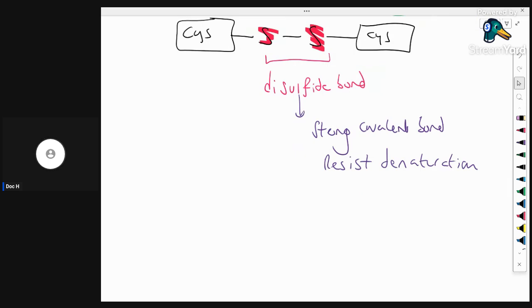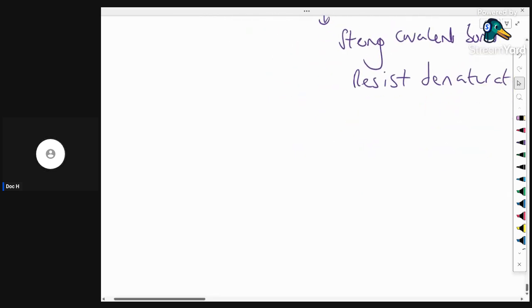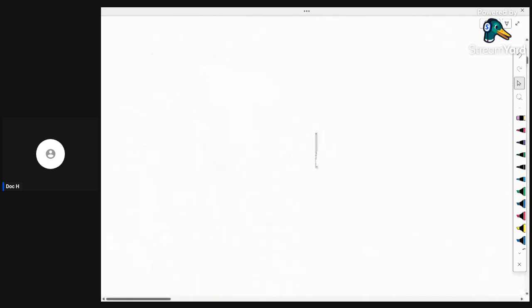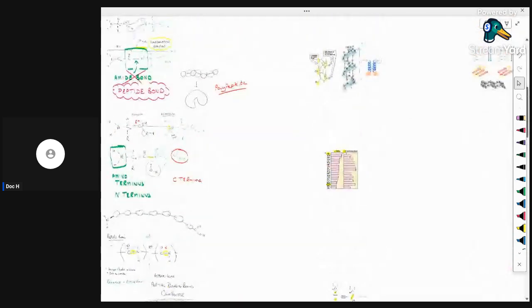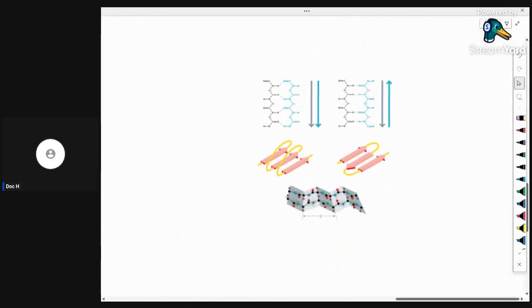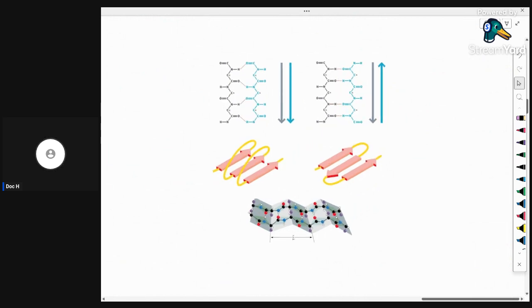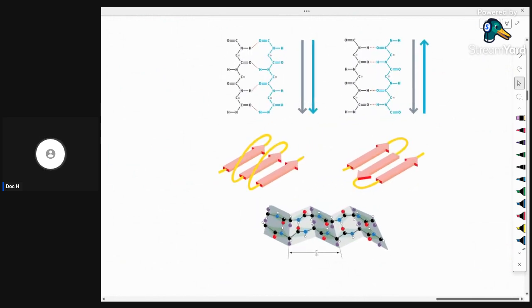Point that out. I think I must have given you a picture for that. I can't remember now. Oh, I forgot the beta sheets. Here we go. Sorry, just going back to beta sheets. This is basically what I'm showing you. I forgot to show you this.